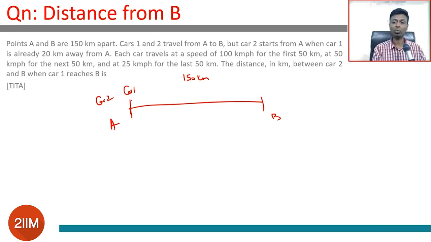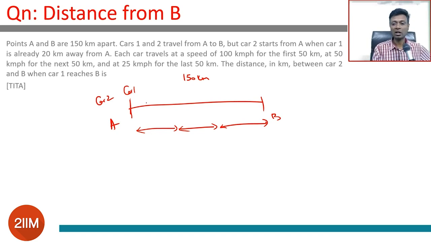The distance in kilometers between car 2 and B when car 1 reaches B is? So car 1 starts, and for the first 50 kilometers we travel at 100 kilometers per hour. I'm going to break this into 3 parts: 50, 50, 50. So when car 1 is 20 kilometers ahead, that is when car 2 begins the journey.